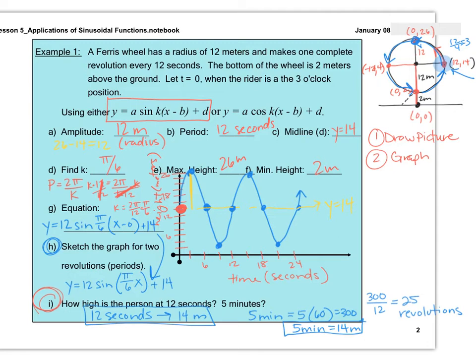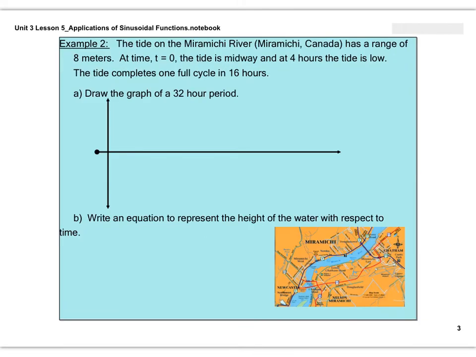So just to finish off our list over here on the right, number 1, draw a picture. Number 2, graph it. And then number 3 is find the amplitude and the midline, etc. We'll do that last. Number 2, the tide on the Miramichi River in Miramichi, Canada has a range of 8 meters.